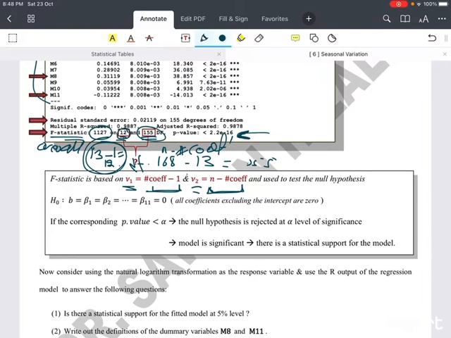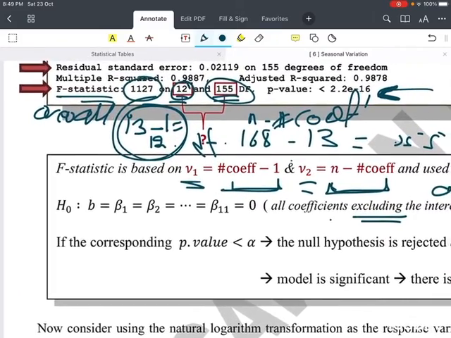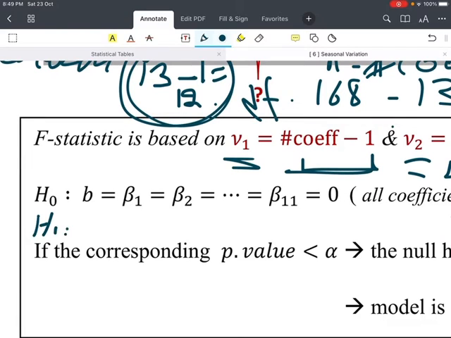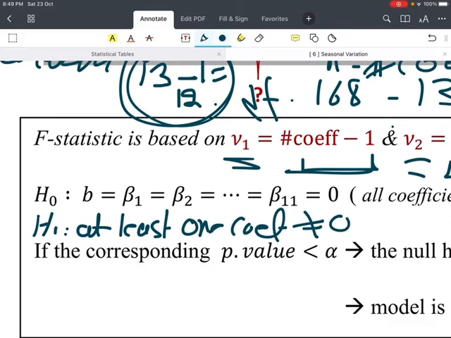Okay, the null hypothesis, H naught, says all coefficients excluding or except A, the intercept, are 0. So I put all the coefficients I have except A and say that they equal 0. Then you write the alternative. How do I write the alternative, H1? At least one coefficient not equal to 0. So H1: at least one coefficient not equal to 0. This is H1.